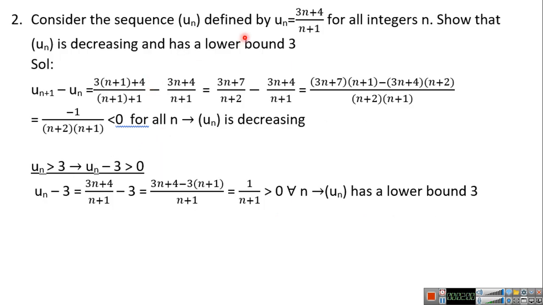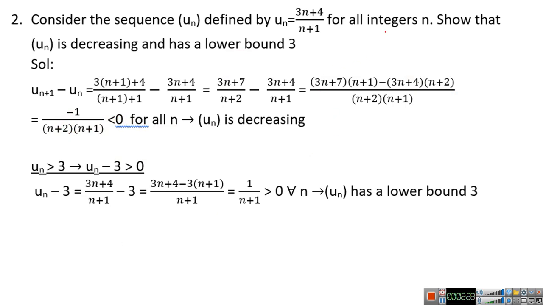Let us go to number 2. Also, this is a sequence which is explicit. I want to show it's decreasing. Same story, un plus 1 minus un. You add for every n plus 1. If you do same denominator, you can see it here in detail. You're going to get negative over positive, less than 0. So un is decreasing. You want to show that it has a lower bound. What does a lower bound mean?